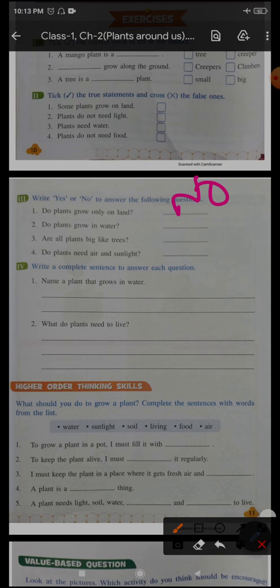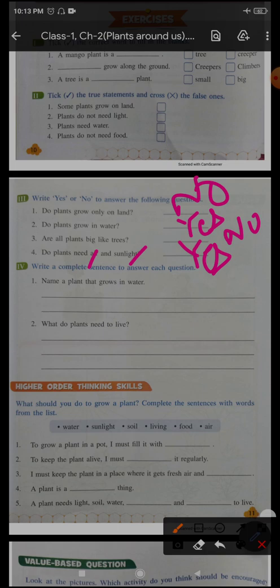Do plants grow in water? Yes, they can grow in water. Are all plants big like a tree? No, no. There are many types of plants. Some are big, some are small. Do plants need air and sunlight? Yes, yes. They need food, air, sunlight, water, all things to survive on Earth.